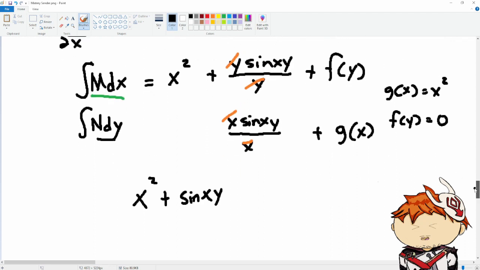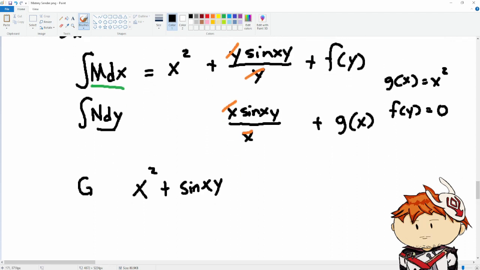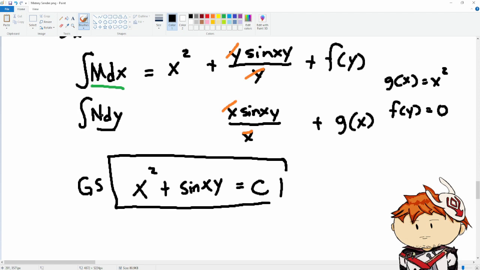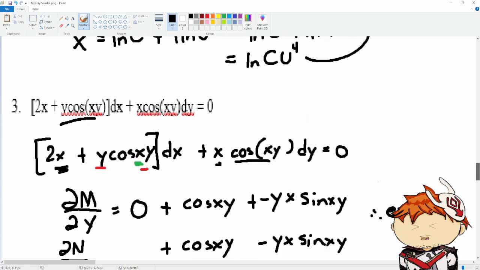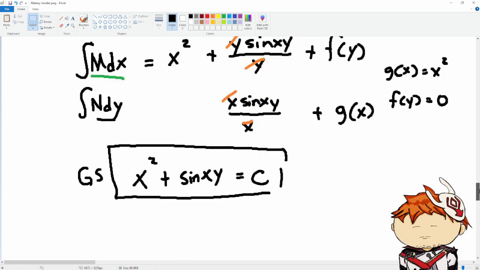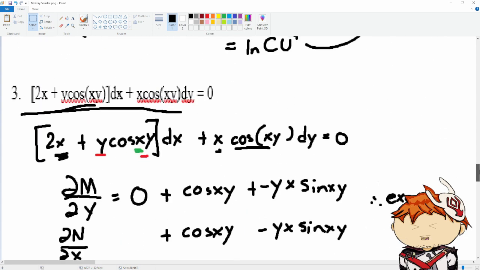Anyways, this is the general solution, equal to C. Okay, this is now our general solution. I haven't taught inspection yet, right? Maybe when we have our inspection topic, we could solve this. Because apparently, just looking at it, we could solve it via inspection.